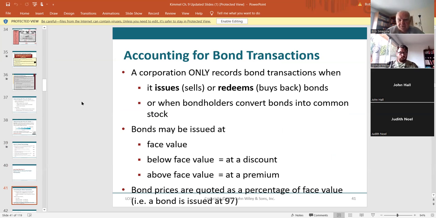A corporation only records a bond transaction when it issues or redeems, so it buys back the bonds. Bonds can be issued at face value, meaning that it's a $100,000 bond and the public agreed to give us $100,000 because our interest rate equaled the market rate. But they can be issued at below face value or above the $100,000, okay?